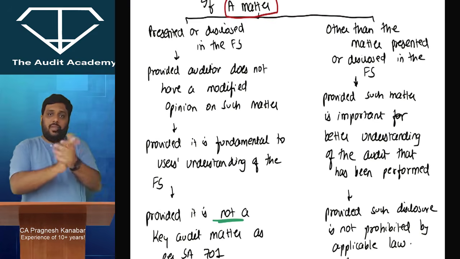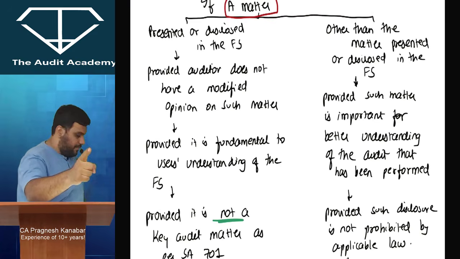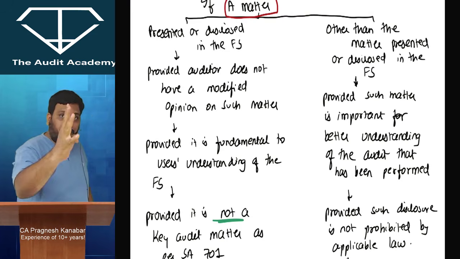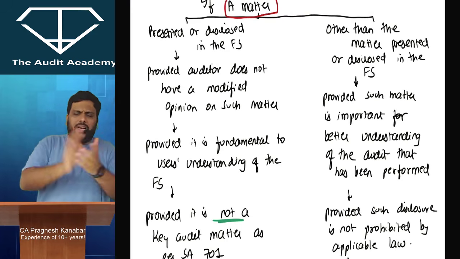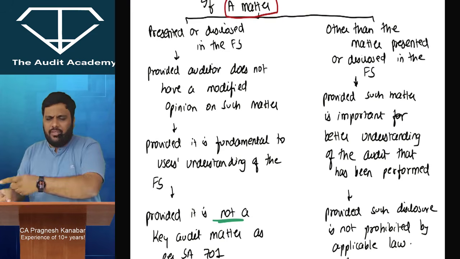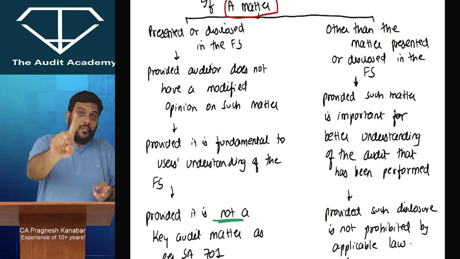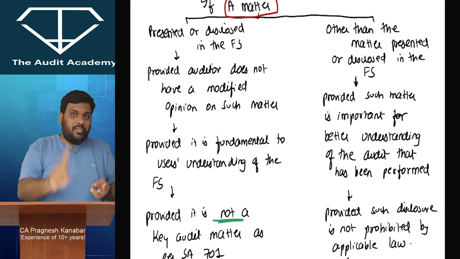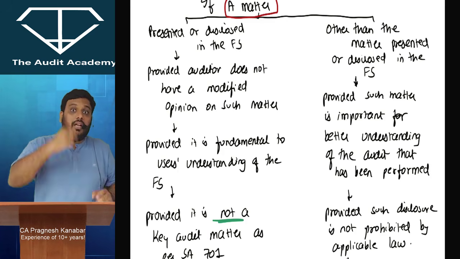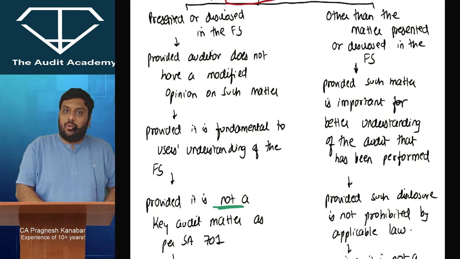So one more time. If you want to go to emphasis of matter paragraph, there are 4 conditions. Come with me. It should be a matter presented or disclosed in the financial statements. Provided on such matter, you should not have a modified opinion. Provided that the matter should be fundamental to the user's understanding of the financial statements. Provided it is not a key audit matter as per SA 701.